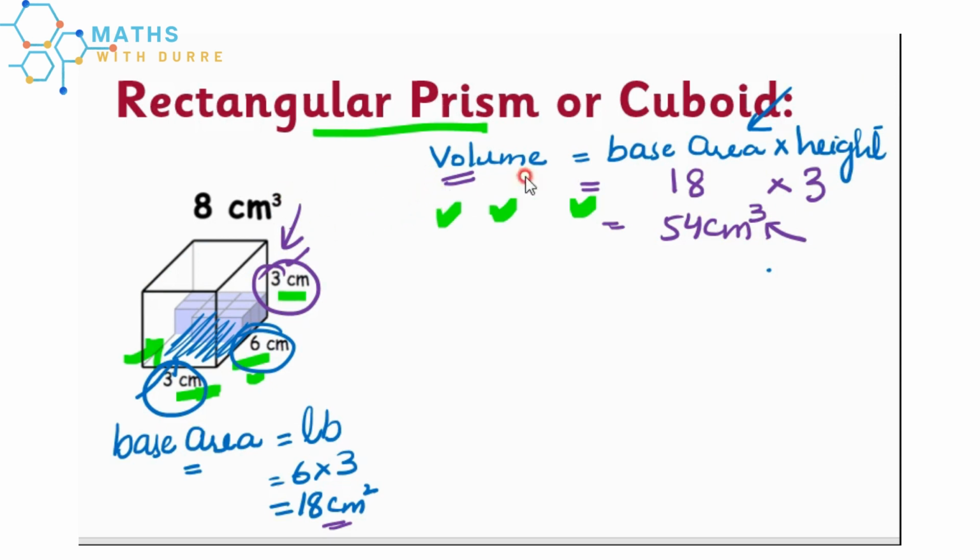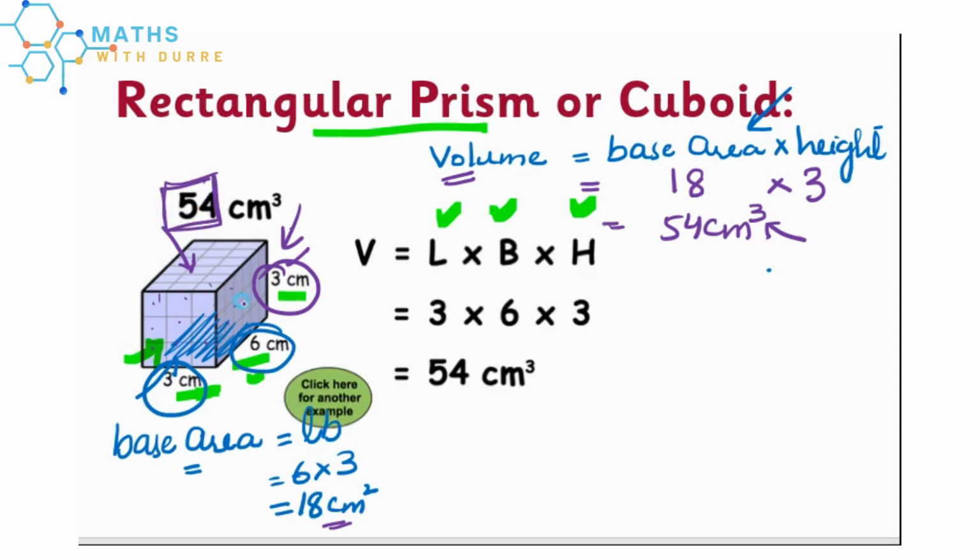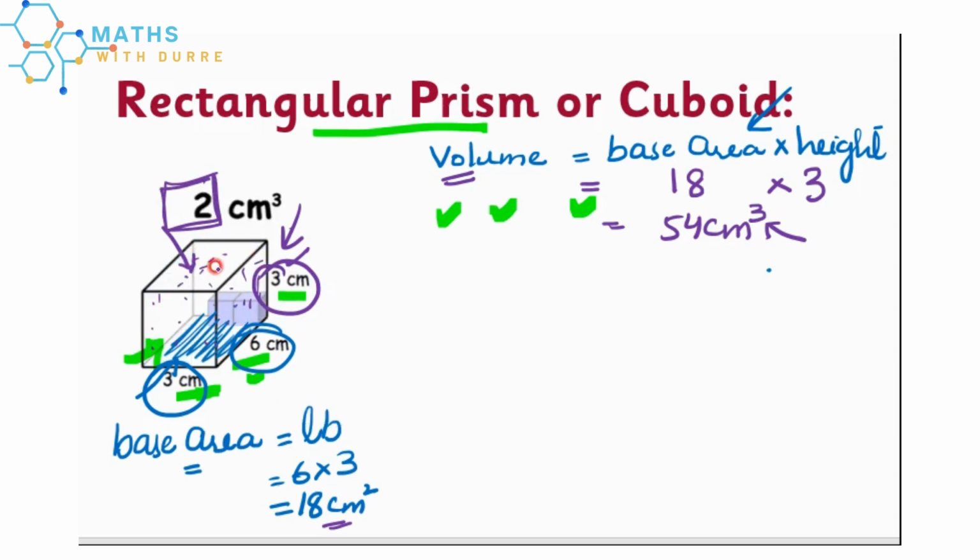So basically volume is telling you what? The occupied space of this prism. You can observe here the answer 54. 54 cubes you can adjust in this prism. You can store in this prism, or you can say cuboid.